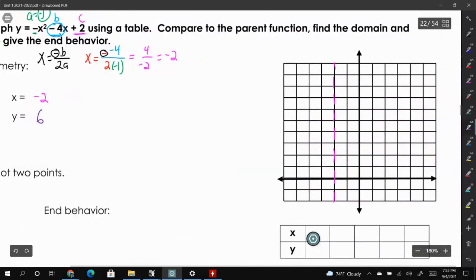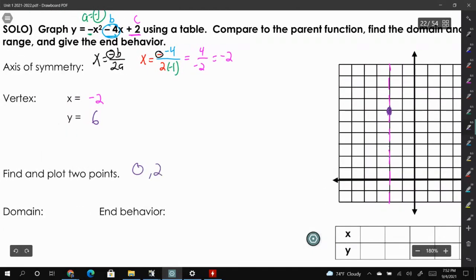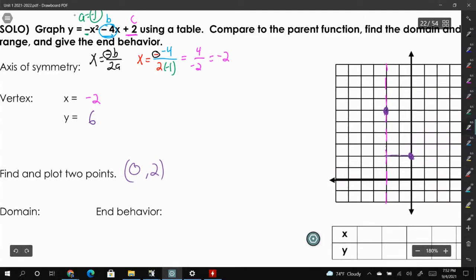So we have -2, 6. 1, 2, 3, 4, 5, 6. Our y-intercept is 0, c. So in this case, 0, 2. And then we're going to reflect that over. So we go left 2, we hit the axis of symmetry. Go left 2 more. And here's our parabola.